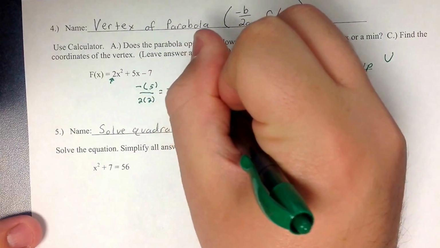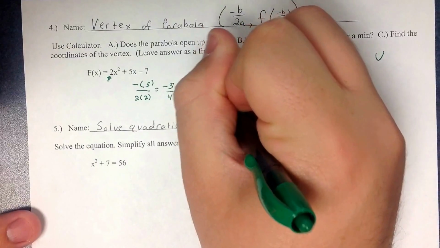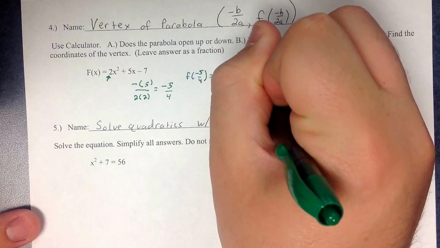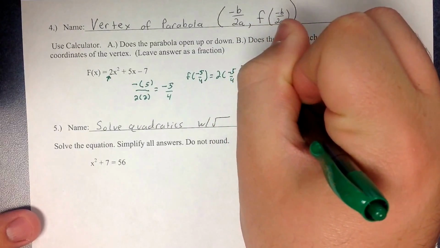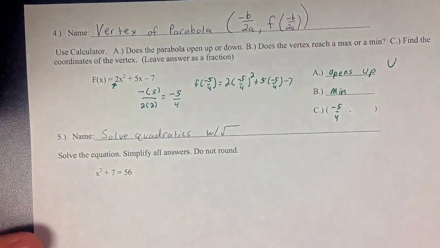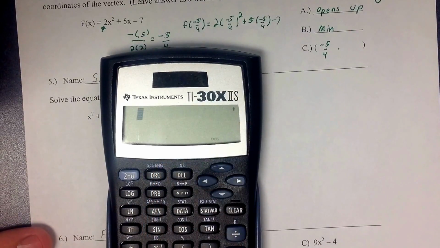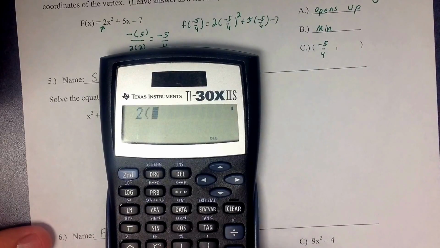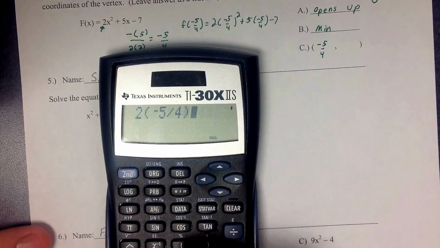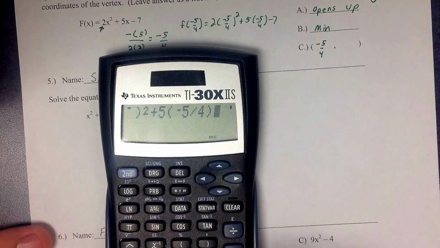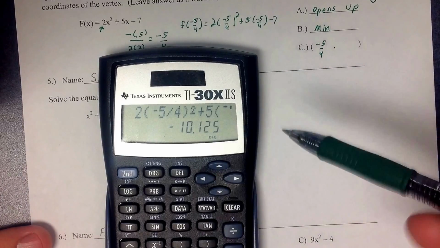So f of negative 5 over 4 would equal 2 parentheses negative 5 over 4 squared plus 5 times negative 5 over 4 minus 7. I'm just going to use my calculator to do that. Again, I'm just going to type that in exactly how it's written. So 2 parentheses negative 5 divided by 4 parentheses squared plus 5 parentheses negative 5 divided by 4 parentheses minus 7.